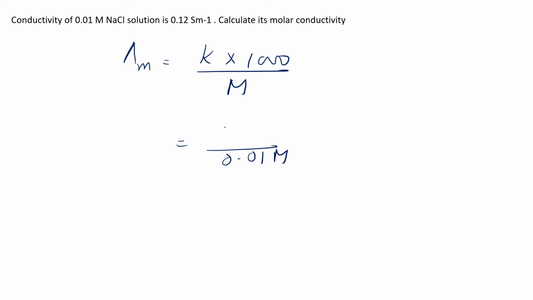We'll do one more question for this. Conductivity for the 0.01 molar NaCl solution is this. Calculate the molar conductivity. We just saw that molar conductivity is equal to kappa into 1000 by M. So just substitute the values. Molarity is 0.01 molar. Conductivity of the solution they have mentioned is 0.12 Siemens meter inverse, and as per the equation it is 1000. So calculate the molar conductivity over here.